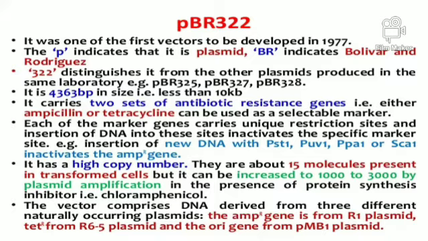The vector comprises DNA derived from three different naturally occurring plasmids. That is the AMP gene from the R1 plasmid, TET gene from the R6-5 plasmid, and ORI gene from the pMB1 plasmid. AMP gene means ampicillin resistance gene. Ampicillin is an antibiotic. TET means tetracycline resistance gene. And ORI means the origin of replication gene. So these are the DNA derived from three different naturally occurring plasmids.